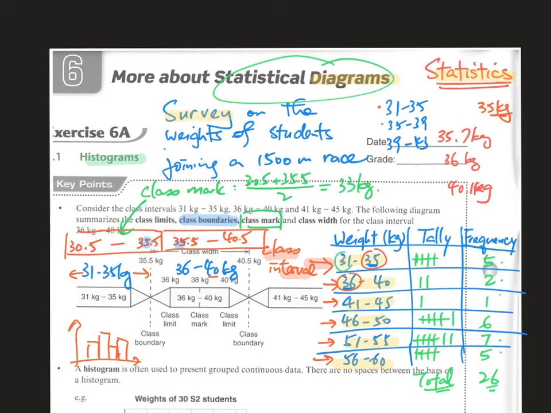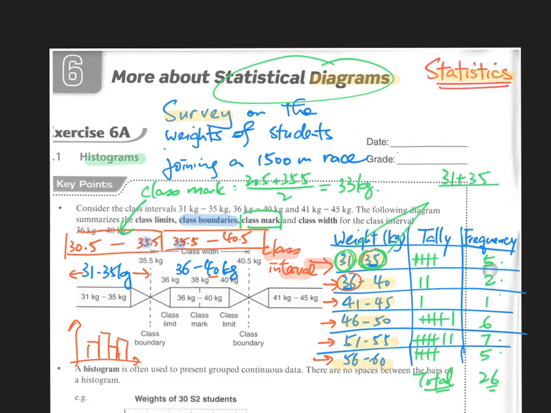Or you may use the original numbers, 31 and 35 in the class interval, so which gives you, oh, maybe I rub away some old numbers first. Okay, please wait for a while. Okay, coming up next, we can use the numbers in the class interval, 31 and 35 kg, take the average, so you also get 33 kg, which is called the class mark of the class interval or class boundary.